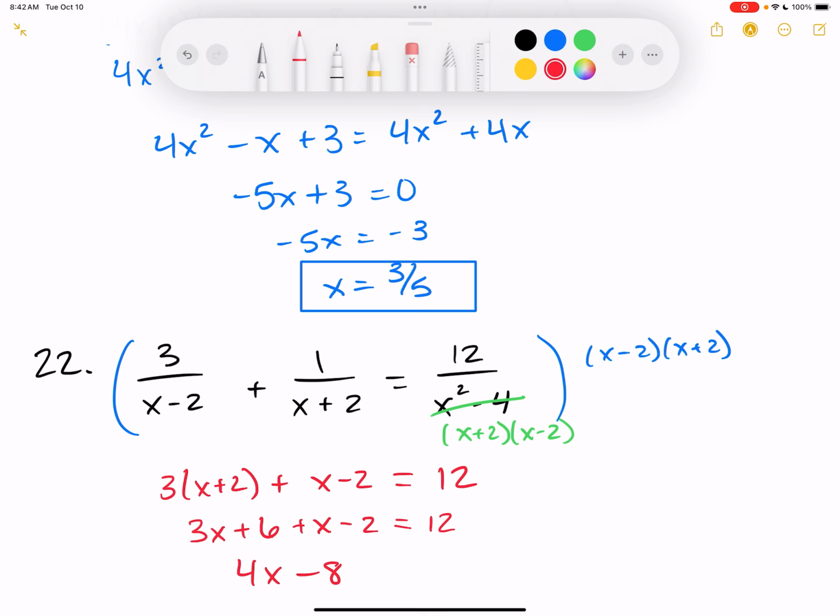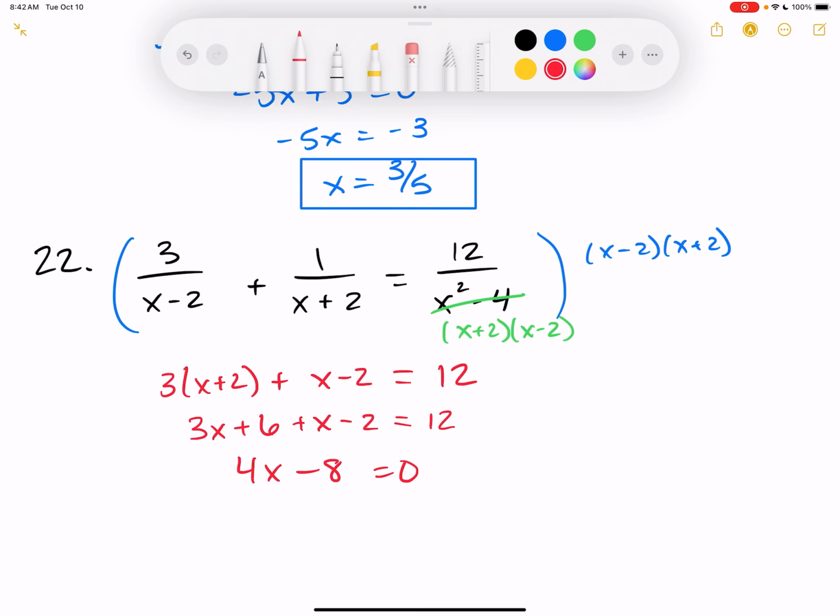I have something different on my paper, so I think I did it wrong. We're just going to check. Okay, yeah, I just have it wrong on my paper. All right, so 4x minus 8 equals 0. So I just went ahead and combined like terms and moved the 12 over all in one step to save having to write more. So then 4x equals 8, x equals 2.